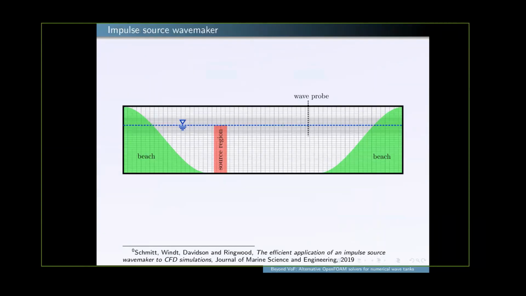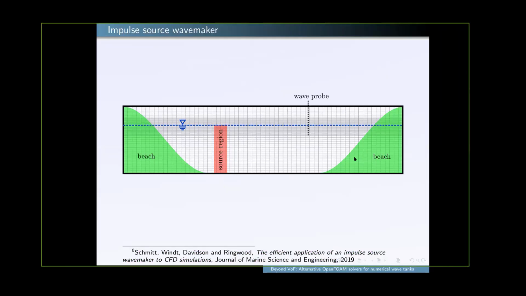Okay, so what we looked at implementing was an impulse source wave maker. It looks something like this. You have a source region, you can see there in red, where you're adding impulse to the equations. And then you need a numerical beach to absorb the waves on either side.